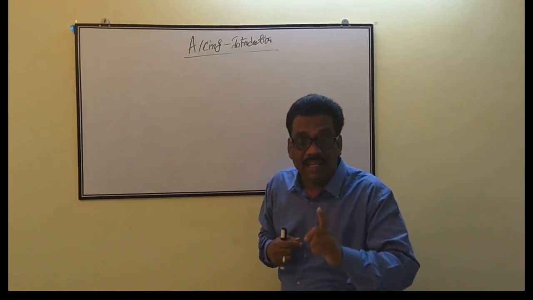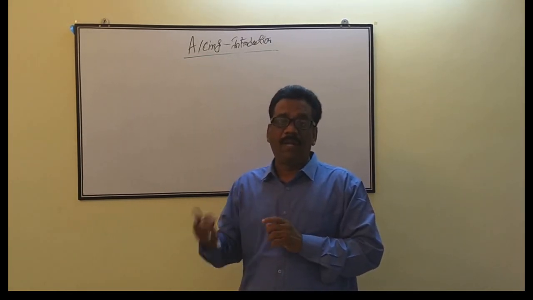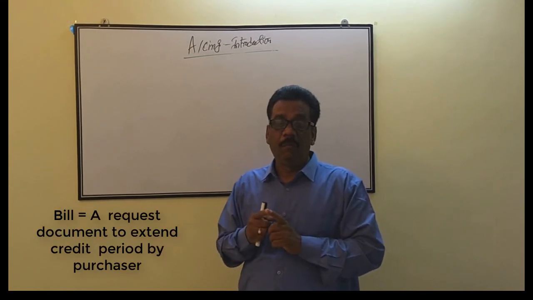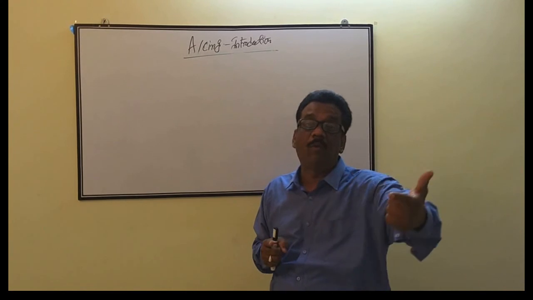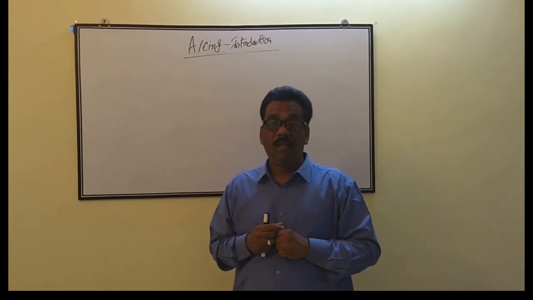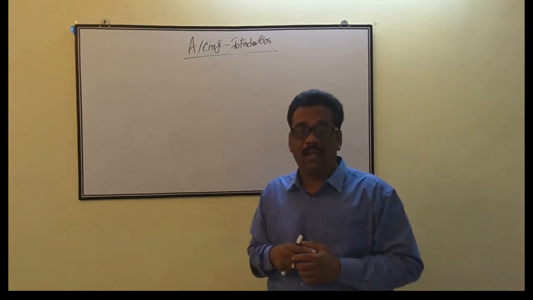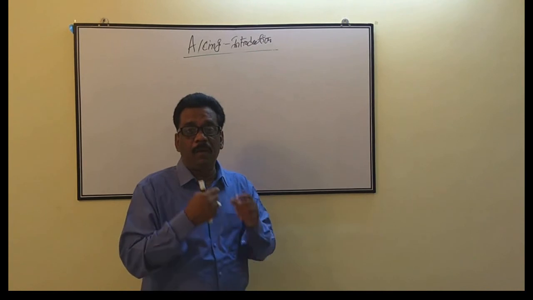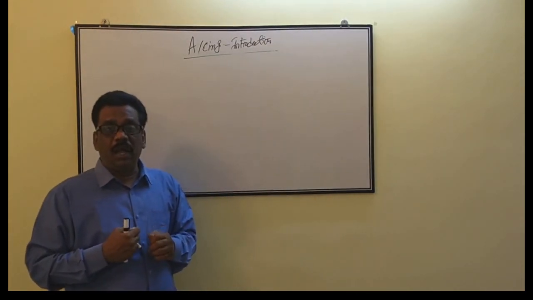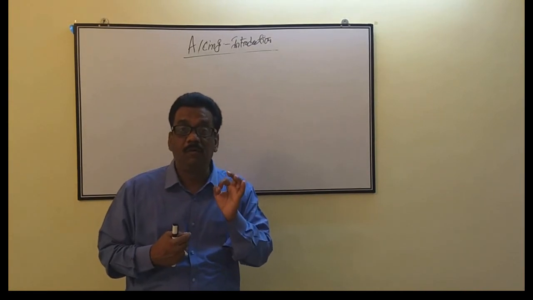Bill exists in the case of goods sold on credit, where the purchaser wants a credit period beyond the normal credit period allowed by the seller. Sometimes the seller normally gives 1 month credit. If the purchaser wants to extend the credit period, he prepares a format, and that is called a bill.